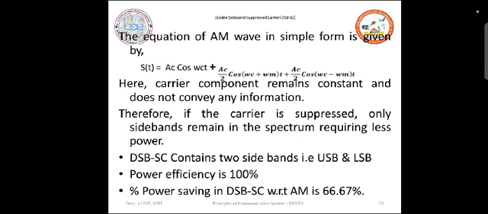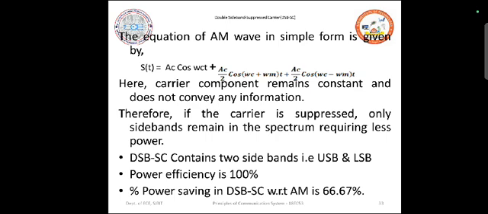So now if you try to see the equation of an AM, we'll slightly move ahead. S of t is equal to AC cos omega ct plus AC by 2 into cos of (omega c plus omega m) times t plus AC by 2 into cos of (omega c minus omega m) times t. So here the carrier component basically remains constant and it does not convey any information at all, correct? If you see the second and third components, the omega mt component is there, which is our actual modulating signal. So our interest is only on those terms which contain omega m within them. But the first term, AC cos omega ct, has no omega m at all, isn't it?